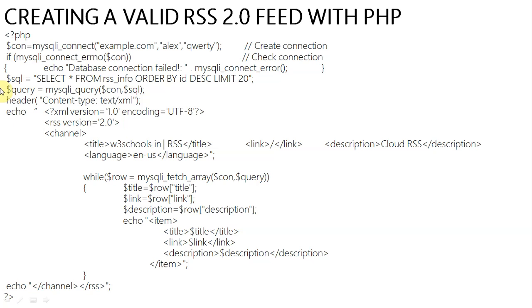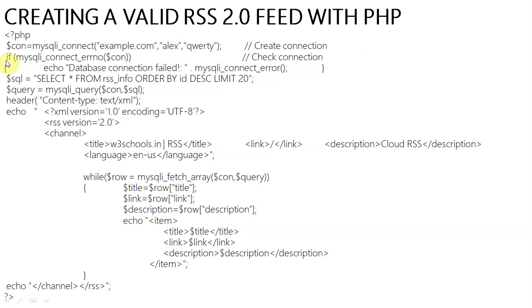So first of all, we have written con equals mysql underscore connect, and then example.com, and this is the username and this is the password. So we are connecting with this SQL, and com is the DSN, example may be the server name, then the username and password. By this statement we are creating the connection.